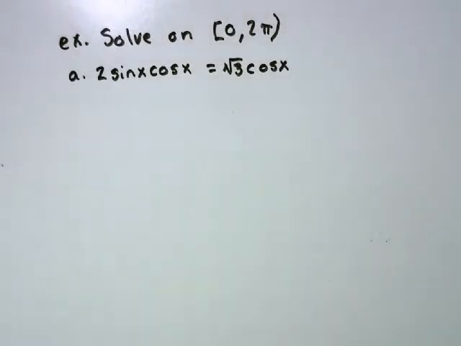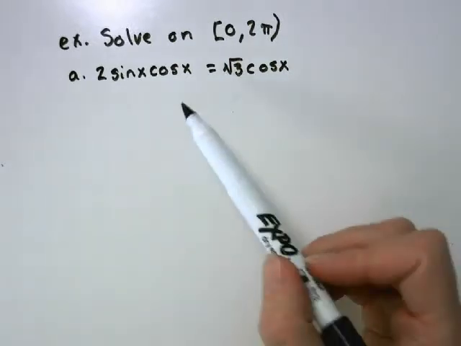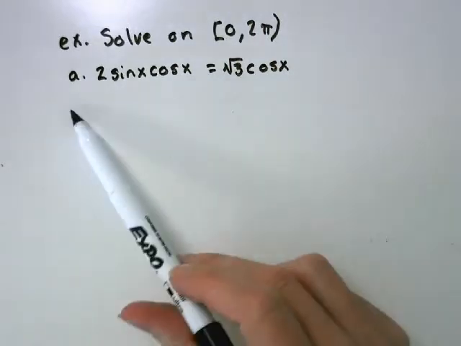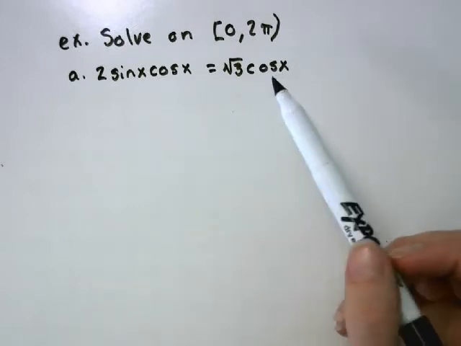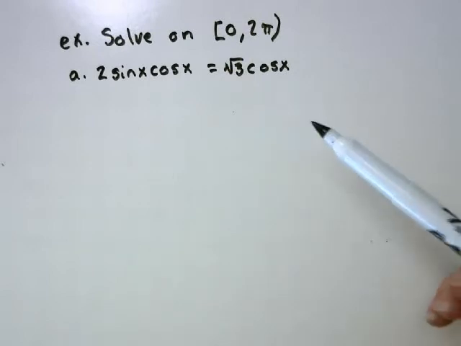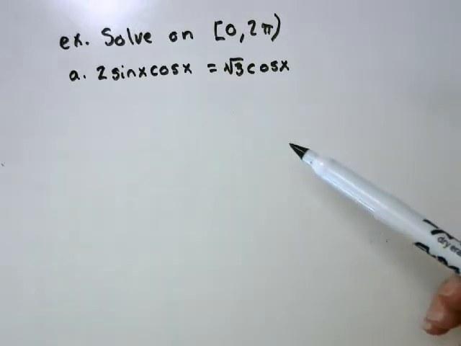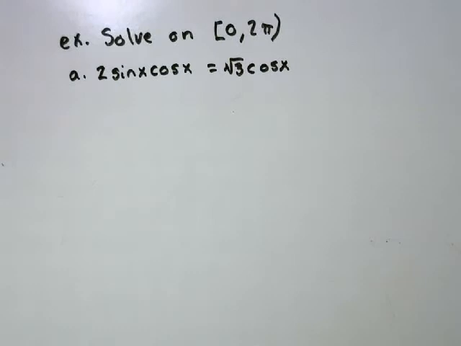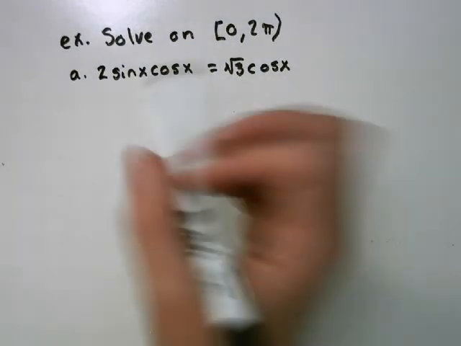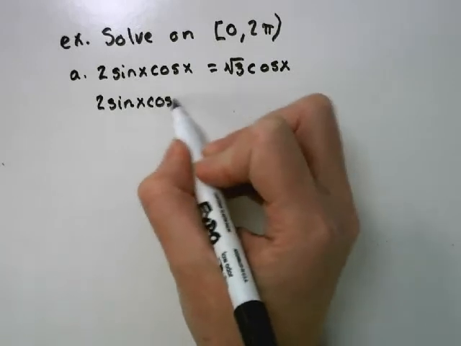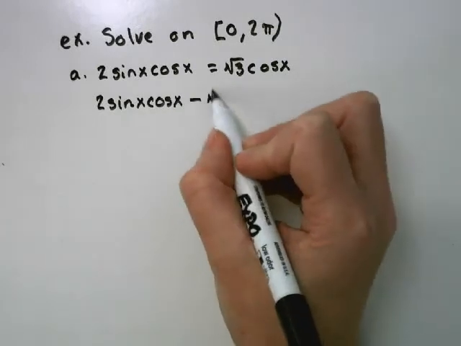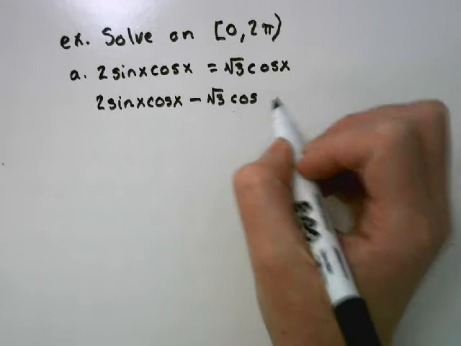All right, so we have this equation, so they're getting more complicated. One thing to be careful of, you might be tempted to just say, well, just divide both sides of this equation by cosine. But if you do that, you're going to eliminate solutions to this problem. So you don't want to ever divide out a trig function. What we're going to do here is subtract. So I'm going to have 2 sine x cosine x, and I'm going to subtract root 3 cosine of x.